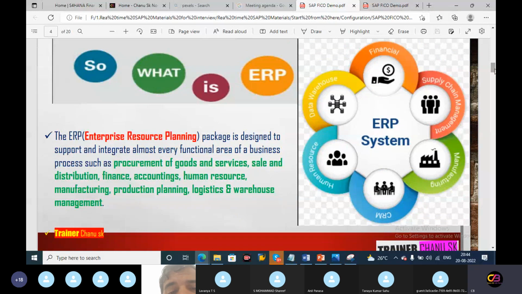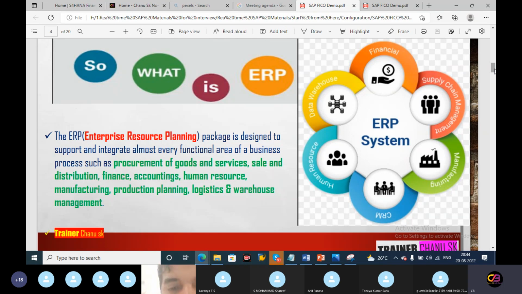The next part is SAP ERP. What is ERP? ERP means enterprise resource planning. Enterprise means a business, organization, or any company. Resource means time, money, machine, material. These are all resources. Planning means how efficiently we are using these materials, labor, or any kind of resource. That is called planning.